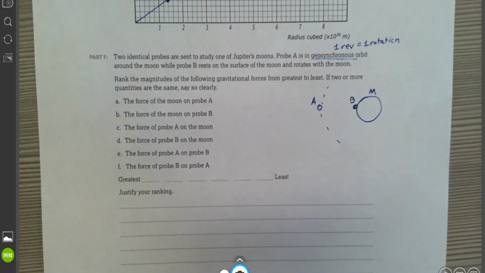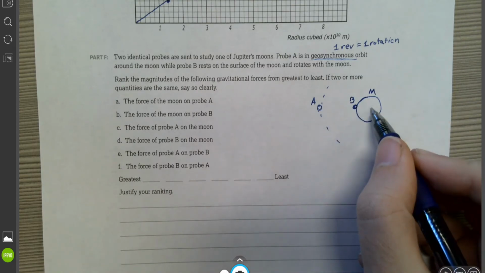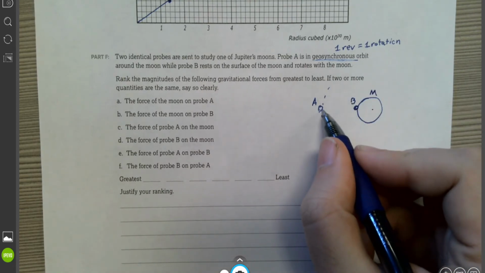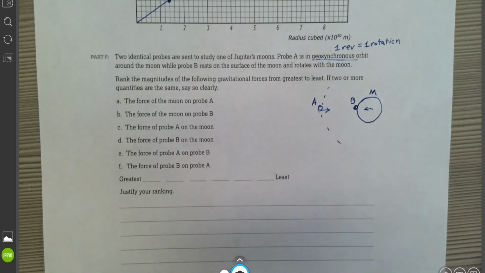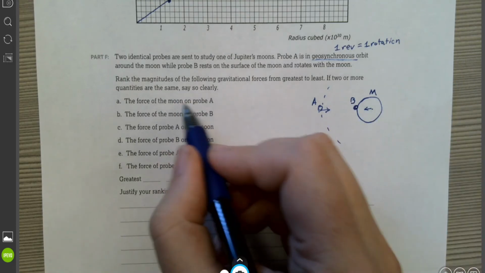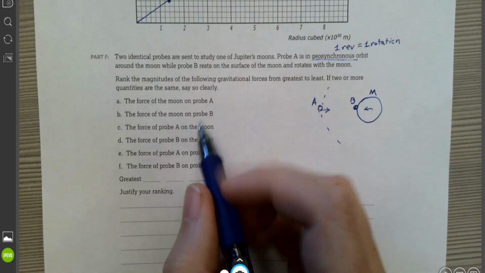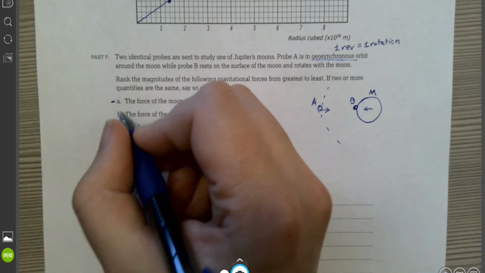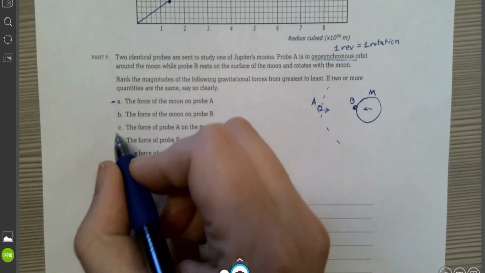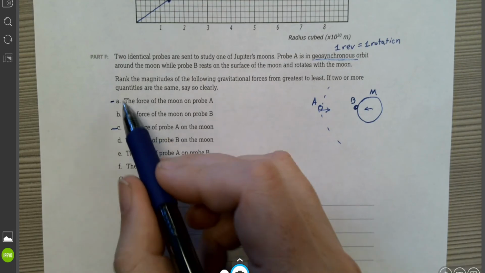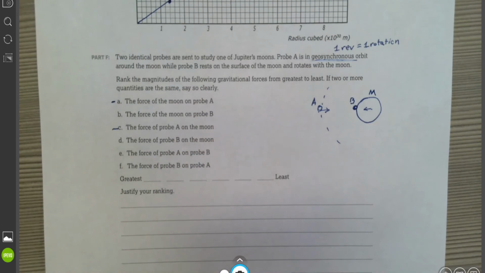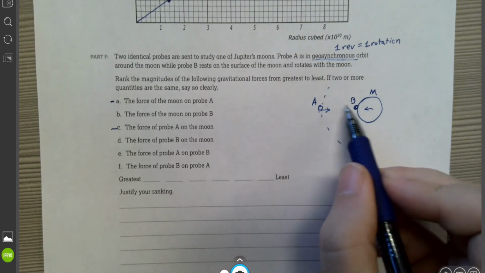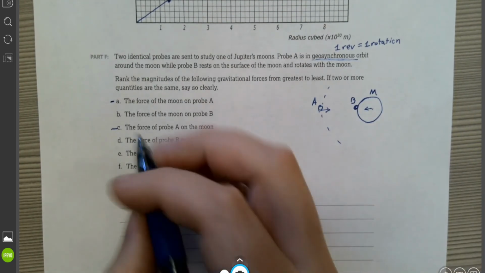All right, so we need to come up with the force of the moon on probe A. That's going to depend on the distance between them. Well, the force of the moon on probe A and the force of probe A on the moon, according to Newton's third law, should be exactly the same. So moon on A and A on moon, these two are going to be equal to each other. So I'm going to put a little line right here to show that the moon on A and A on the moon should be exactly the same. The same thing goes with A on B and B on A. These two things are equal to each other.